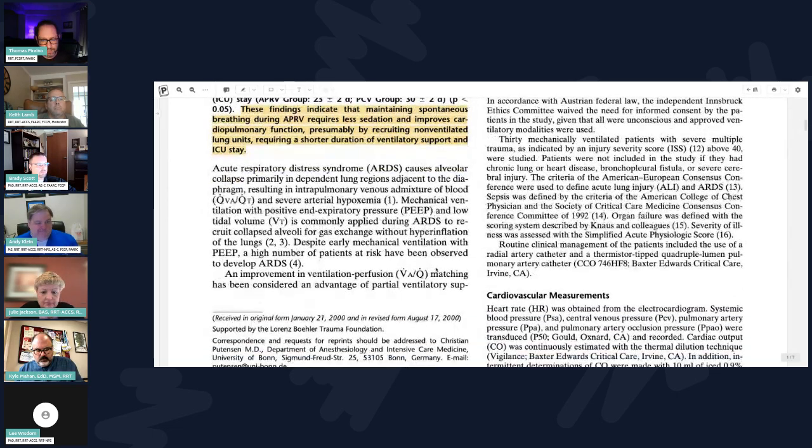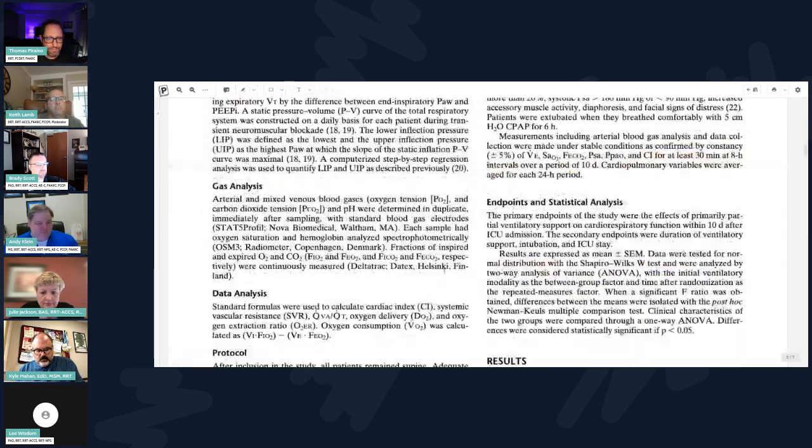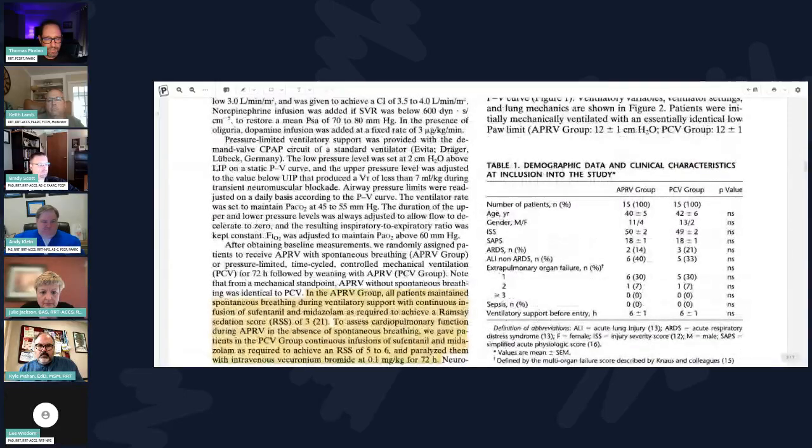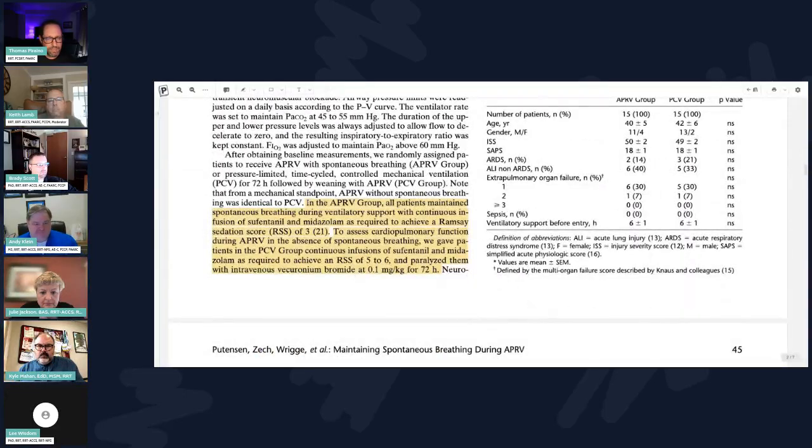so I got excited. But let's just scroll down to some of the methods, and this is why it's extremely important to understand the methods. So in the APRV group, all patients maintained spontaneous breathing, and they had sufentanil and midazolam adjusted to achieve a RSS score, as mentioned here, of 3.